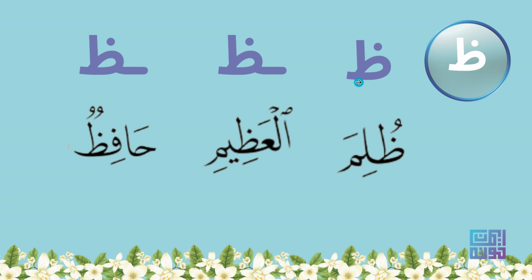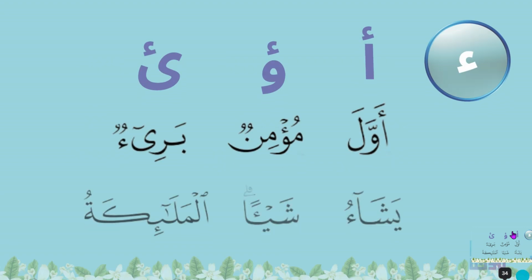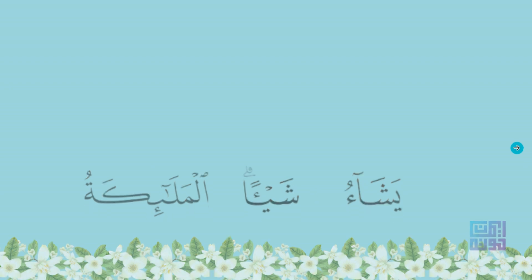Just the sad and the dad have this little tooth that we can see when it's written at the beginning or in the middle or even at the end. And here, this is how it looks like at the end of the word, connected with the letter that comes before it. So these four letters, sad, dad, ta, dha, those four letters allow connection from both sides. Okay, very good.